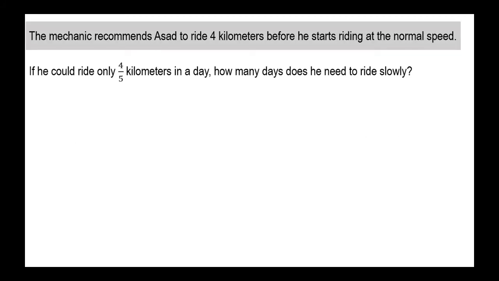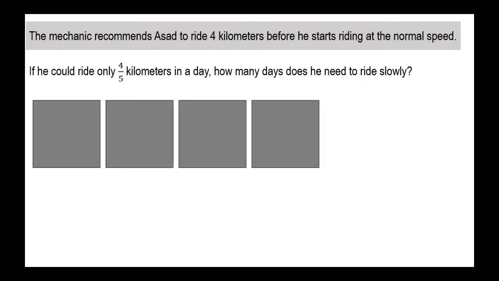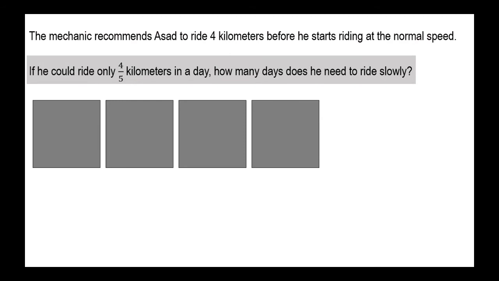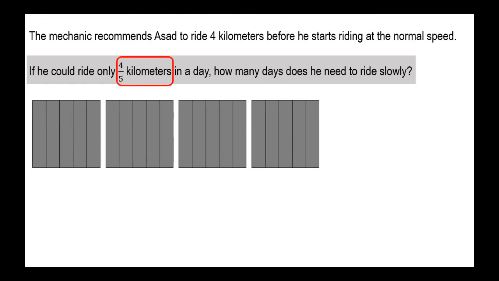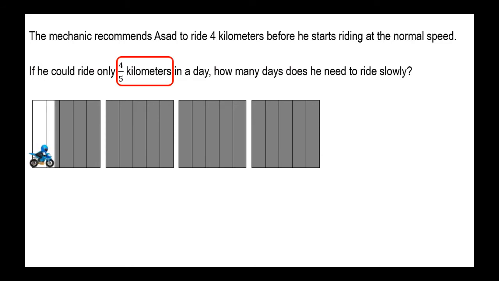Okay, since Asad needs to ride 4 kilometers, we are using 4 pieces of paper to represent 4 equal kilometers. Now if he rides 4/5 kilometer in a day, that means he is riding in fifth parts of the kilometers. So we are dividing the 4 kilometers into fifths like this. Great. So now we have the total fifth parts in 4 wholes, and we know that he rides 4/5 kilometers in a day. So on the first day he will ride these 4 parts, which are 4/5 of 1 kilometer. Great.